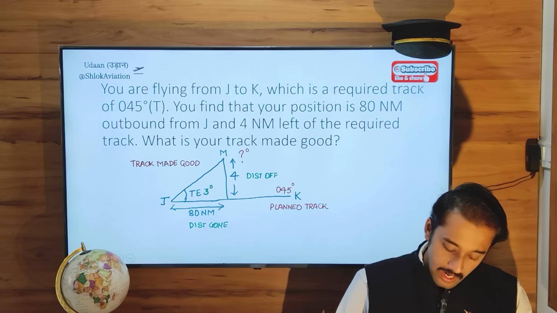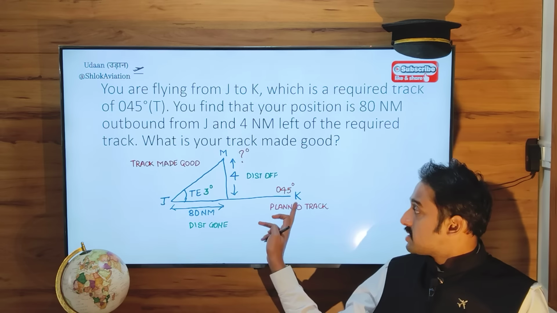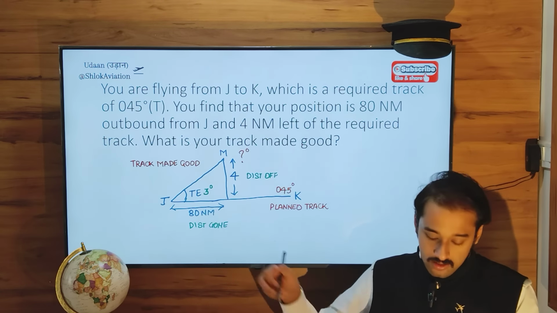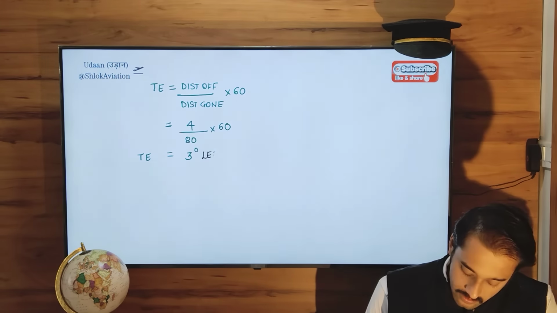Now your planned track, pay attention here. Your planned track is 045 degrees, and track error is 3 degrees. So 3 degrees to what side? To the left hand side.